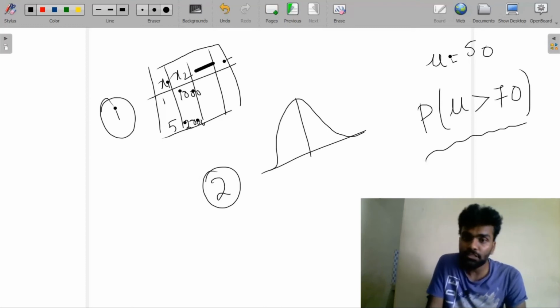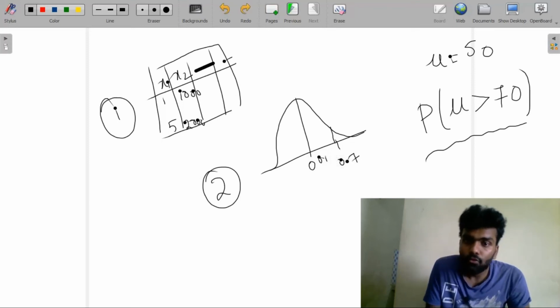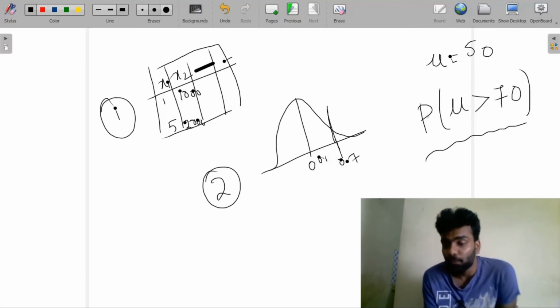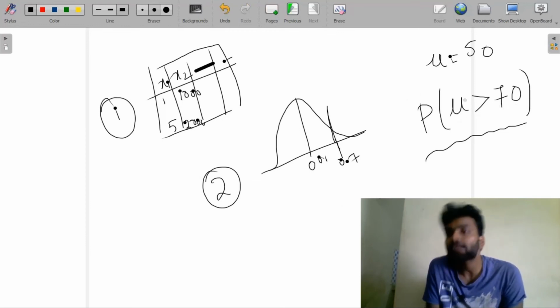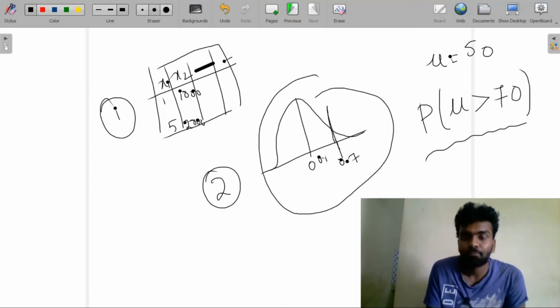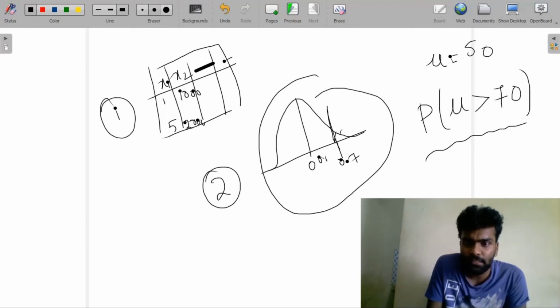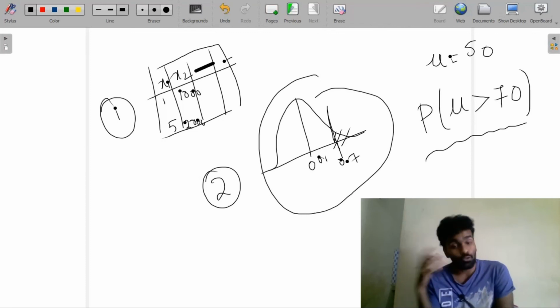So for that, what you can do is, this is obviously 0, and similarly we have 0.1 and 0.2, and we have 0.7 right here. Now we want to find the probability of mu greater than 70. That can be found using this standard normal distribution. We have the curve here, and you can find the area under this curve, so you are able to get the probability, right? So that's also one of the advantages.